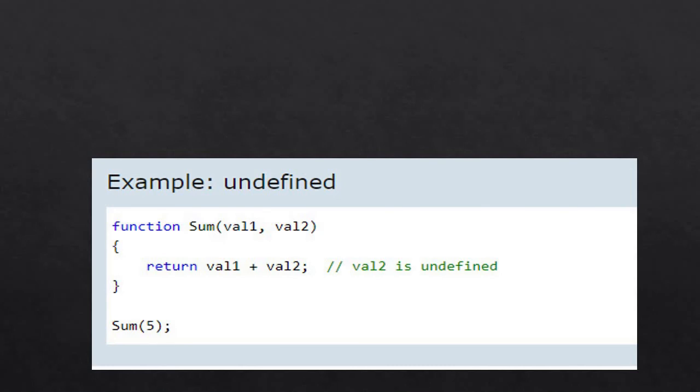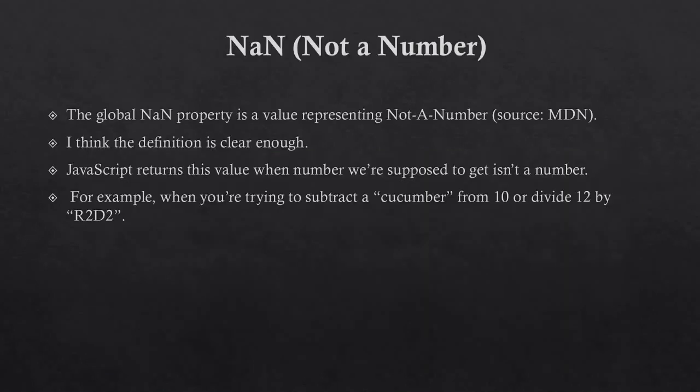Okay. So what does NaN mean? Not a number. The global NaN property is a value representing not a number. We can understand from NaN that it will not be a number. JavaScript returns this value when, let us suppose, we don't have a number. For example, I try to subtract from cucumber. I subtract or divide 10, so it will return to me that cucumber is not a number.